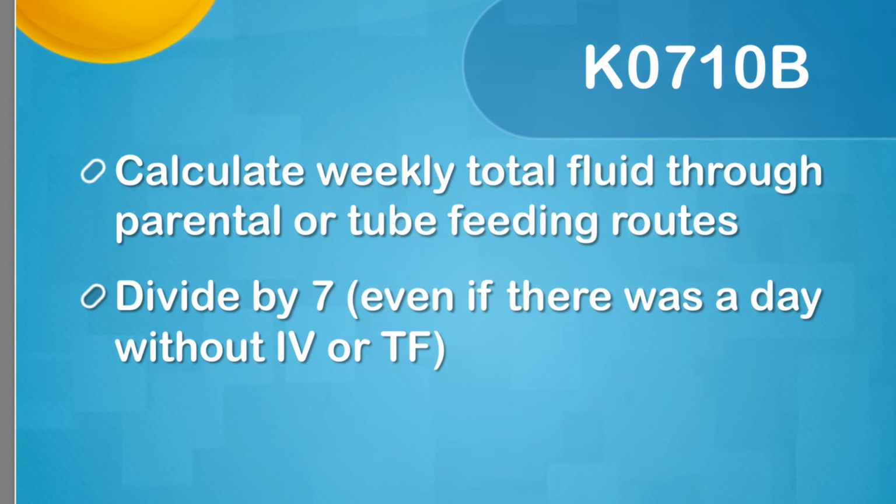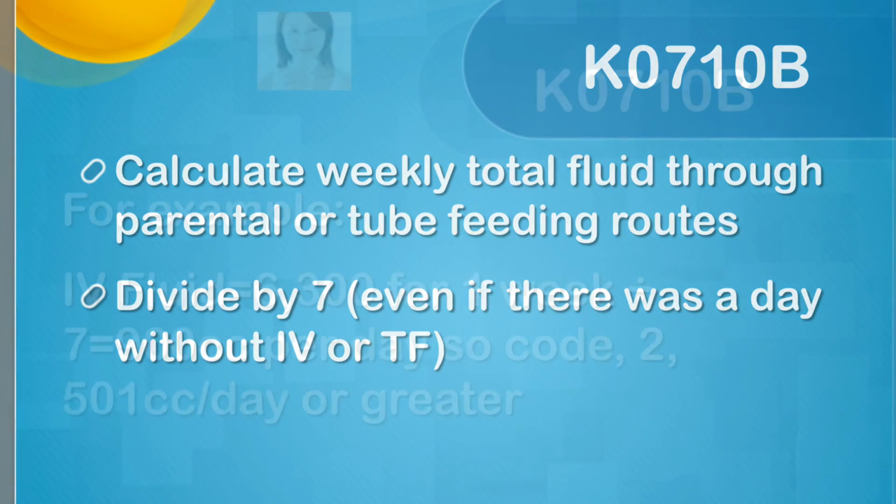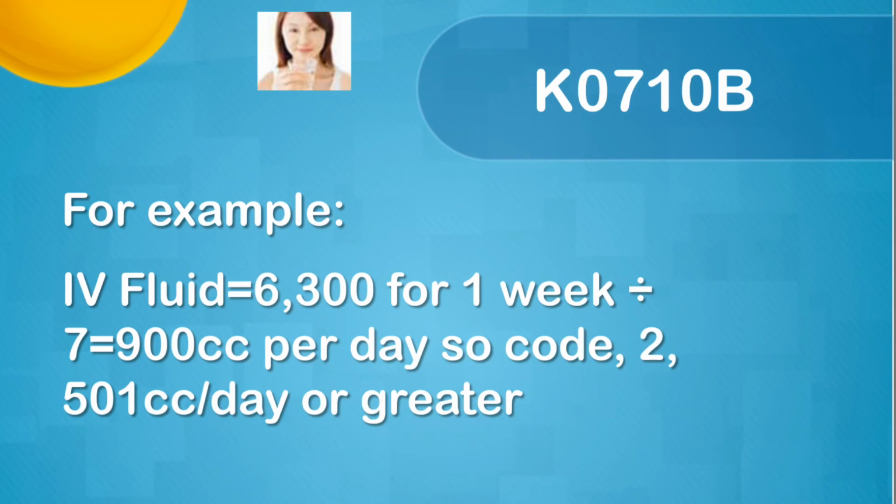Calculate weekly total fluid through parenteral or tube feeding routes. We divide by 7 even if there was a day without IV or tube feeding. For example, if the IV fluid was 6,300 cc's for 1 week, we divide that by 7 and get 900 cc's per day. So we would code 2, 501 cc's or greater per day.